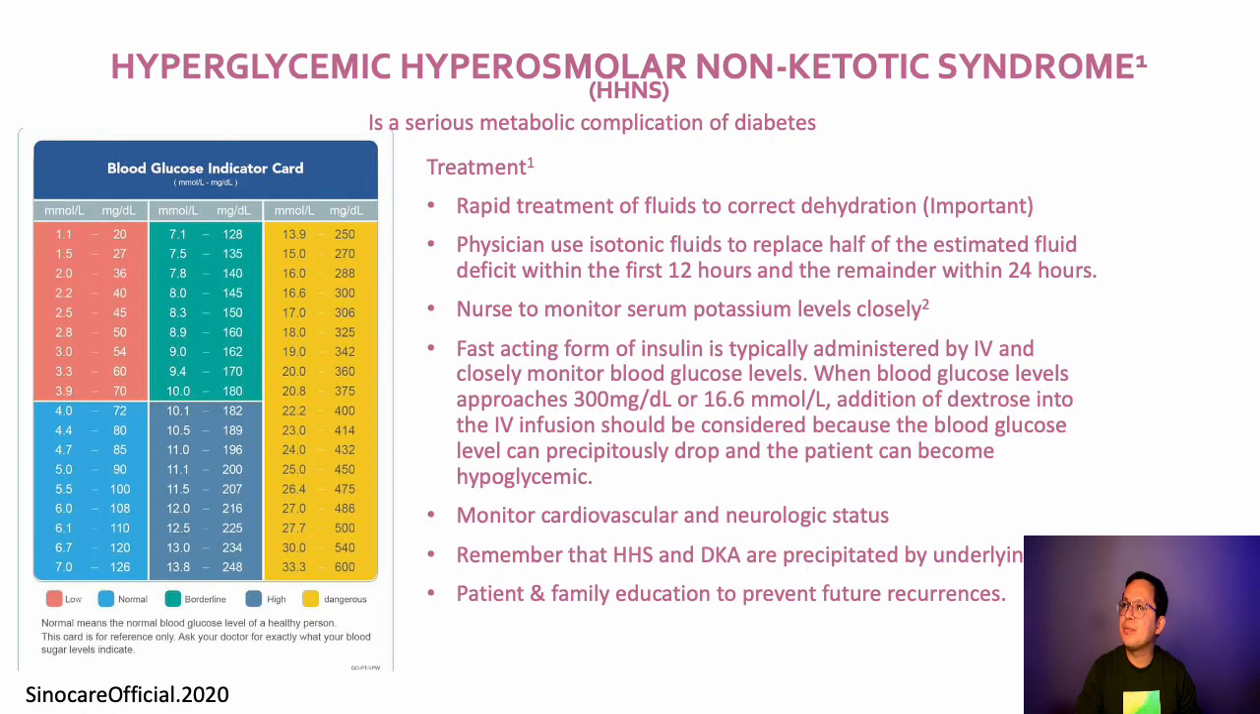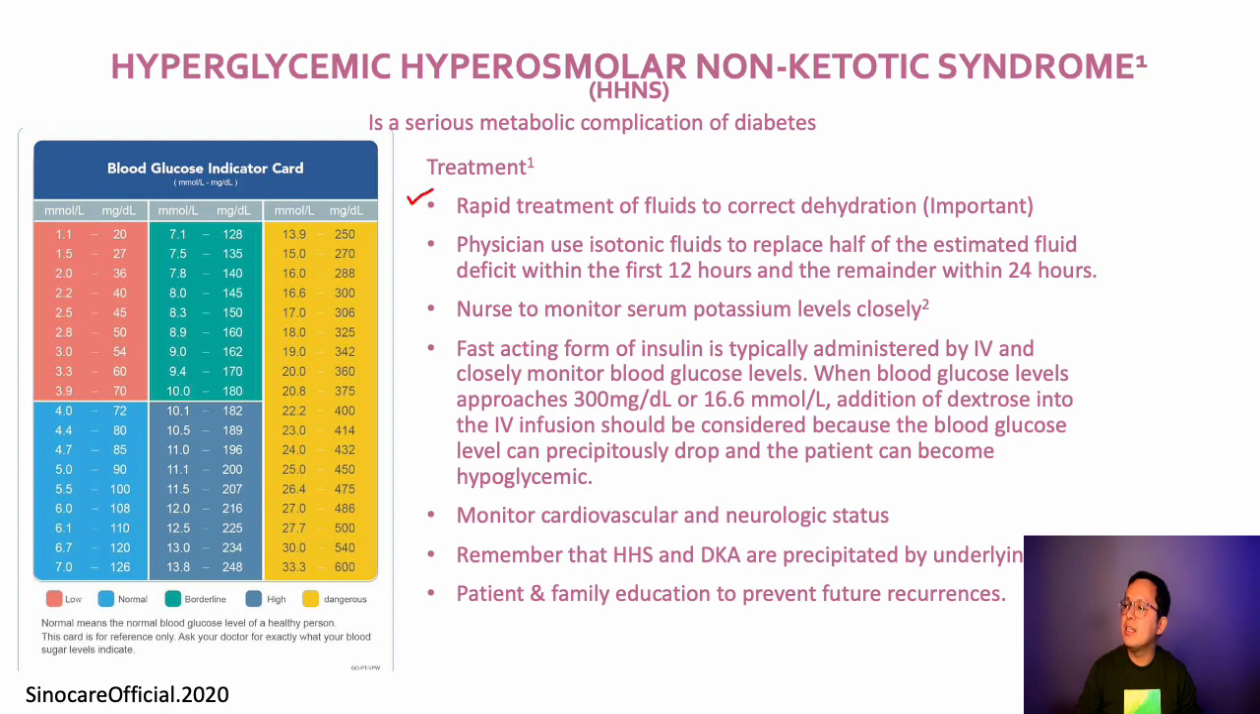Next. Hyperglycemic, same thing, treatment. I have my blood glucose indicator card here because I use two systems. In Canada it is millimoles, while in the Philippines and the US it is milligrams per deciliter. So for treatment, the goal is similar to the interventions for DKA, for HHNS or HHS: rapid treatment of fluids to correct dehydration, which is very important.